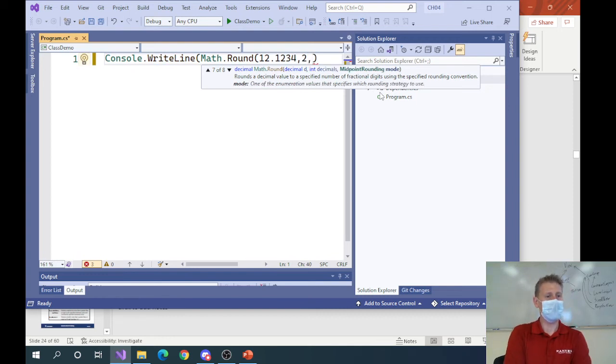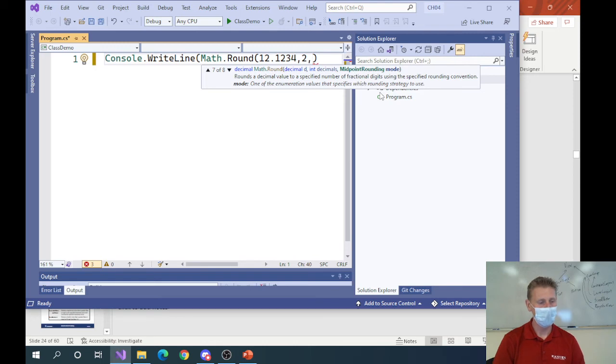Says rounds a decimal value to a specified number of fractional digits using the specified. Okay, I don't even know. I'm sure the book will explain a little bit more detail, but I've never used that. It doesn't round up, it doesn't even round, it just takes off the number. Okay, just chops it off. Thank you for that. Just chops off the number.